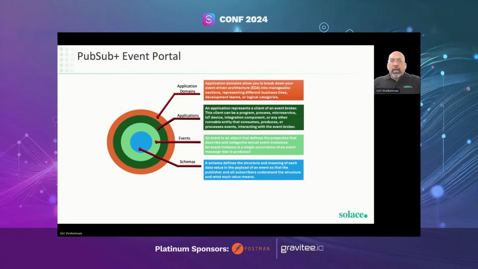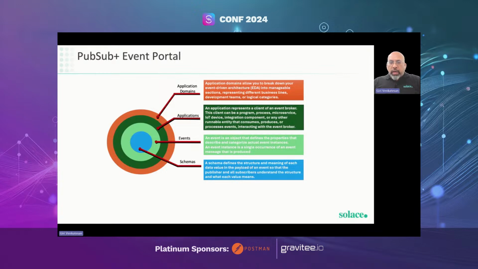The central building block here is the event. An event is an object that defines the properties that describe and categorize an actual event instance at runtime. So an event instance is a single occurrence of an event message that is produced by the producer. And of course, it carries a payload carrying business information. This information has to have a formal agreed structure. The schema defines the structure and meaning of each data value in the payload of an event so that the publisher and subscriber come to a common understanding as to what each value means.